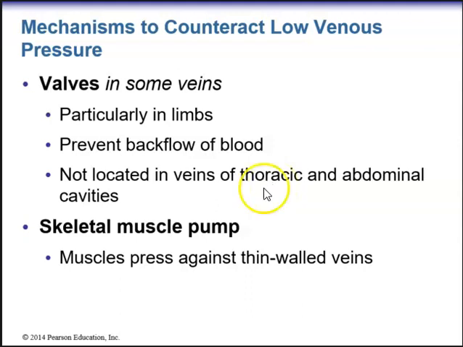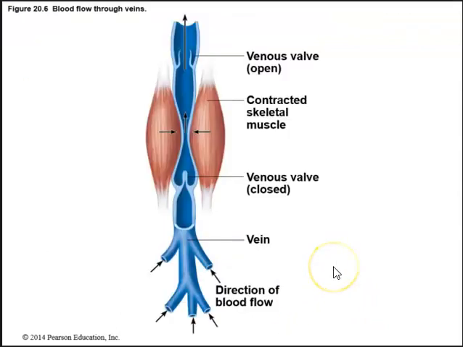We also have the skeletal muscle pump. So our muscles press against the thin-walled veins to help allow for the flow of blood. And we can actually see it in this next slide. We can see how the contraction of skeletal muscle pushes the blood through our veins, and we can see that the valves will help prevent the backflow of blood.